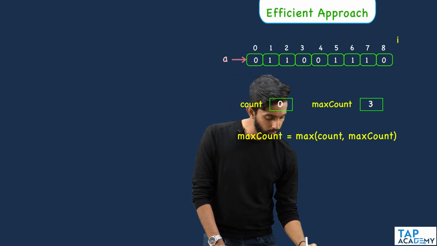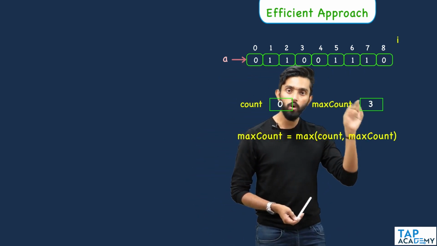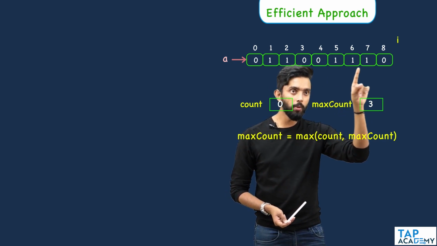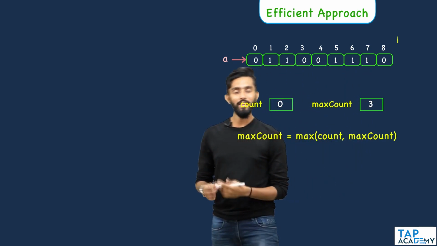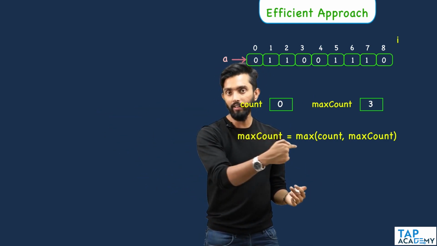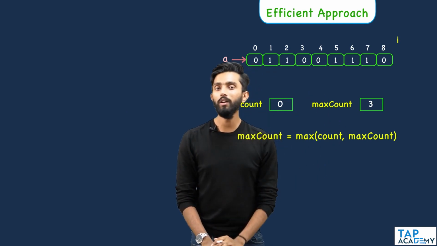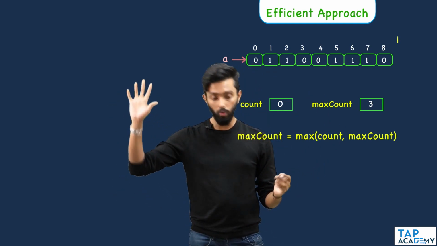Next, I moves forward, goes outside the boundary. What is there inside max count? 3. What is the maximum number of consecutive ones? 3. Hope you are able to understand. In other words, with just one loop, one iteration, I was able to find the maximum count. Is it clear to everyone? Shall I show you how to write the code?